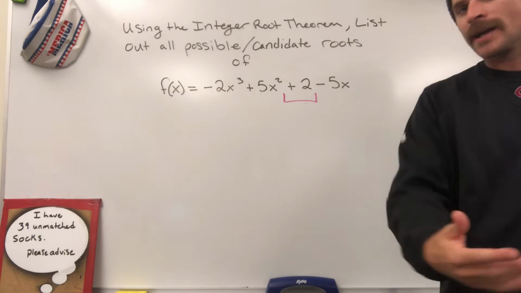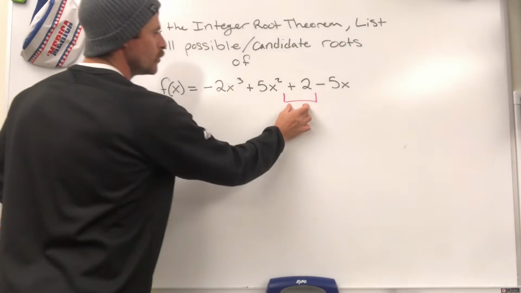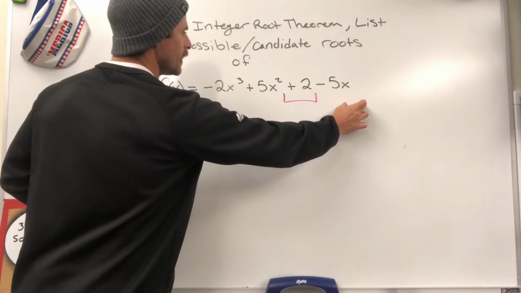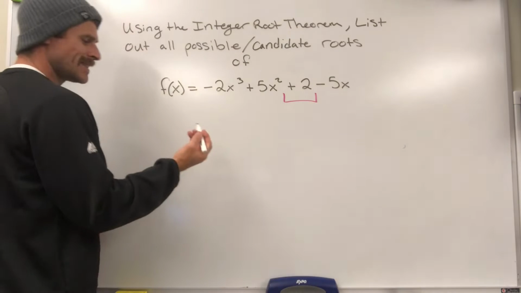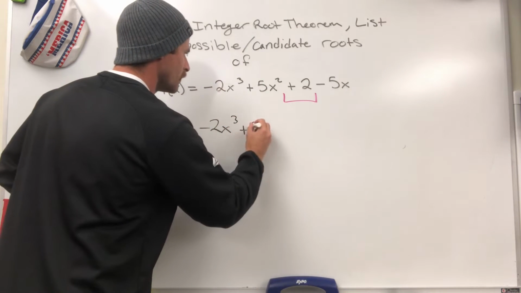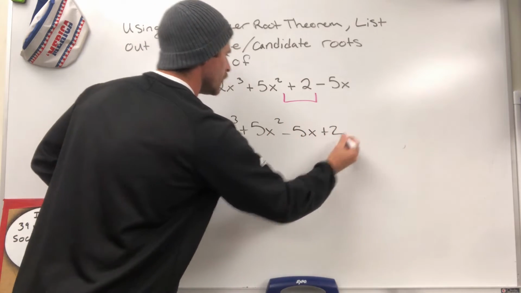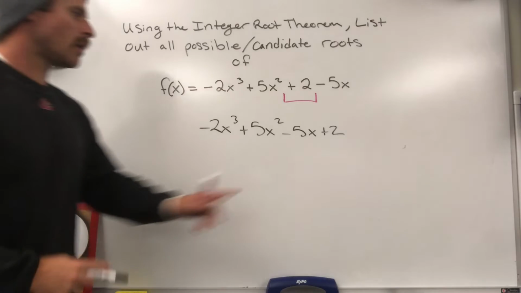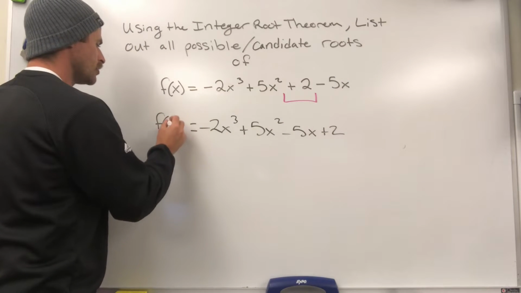One thing that I would recommend you do is rewrite it out in standard form so that you move that constant term to the end and take the linear term of negative 5x and push it in front. This is not something you have to do, but I would recommend you do it just to set the problem up, making it look like this. Now that you see your constant term at the end, we know that that's what we're going to be using to find our integer roots.